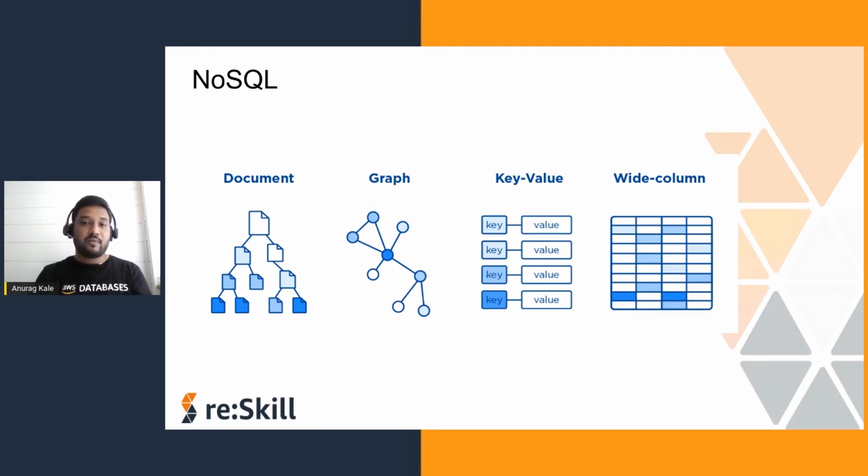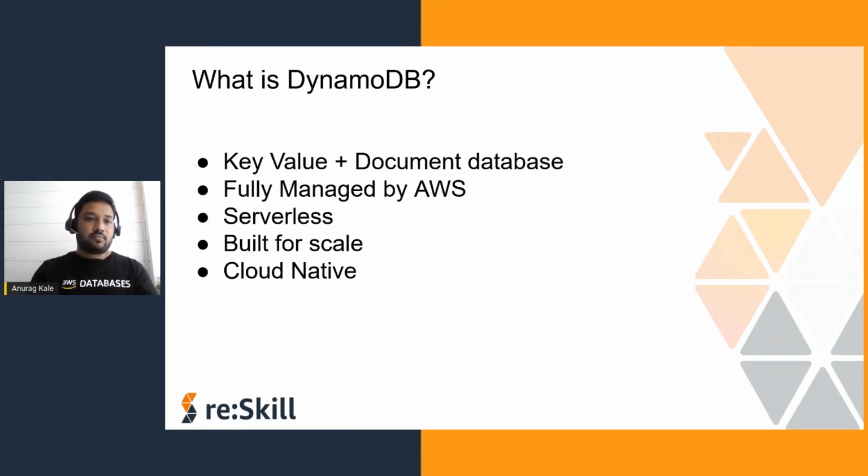So where does DynamoDB fit into this category? It is primarily a key value database, which can also do some functions of a document DB, but generally it is categorized as a key value data store. It can do much more than what a typical key value database does. So what exactly is DynamoDB?